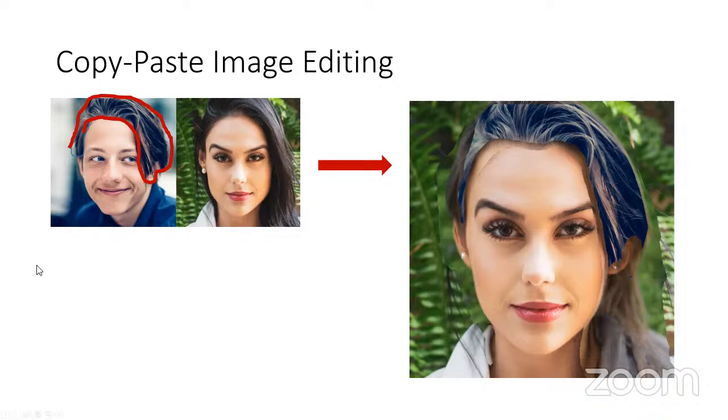So what you see here is an input person on the left, a young man, and then there is a woman to the right. What we want to do is copy the hair from the man to the woman. And this is a terrible result if you just go and copy the pixels directly.